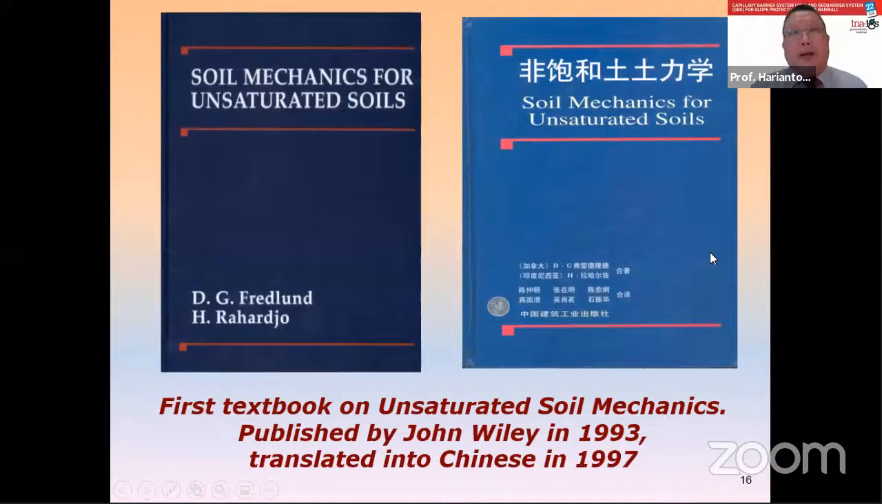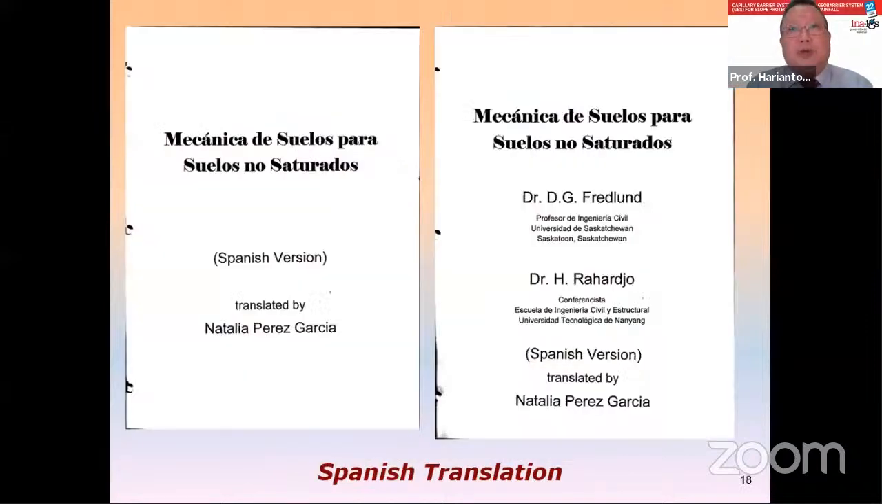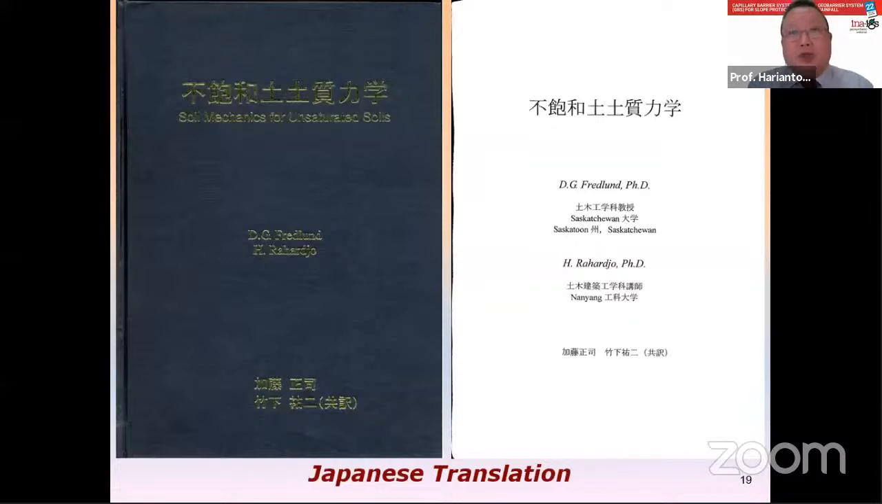So I'm not going to go through all the theory, because, as Dr. Rinda mentions, we have the book on unsaturated soils. This is the first book on unsaturated soils, published in 1993 by Wiley, and already translated to several languages. These are by Tsinghua professors into Mandarin. This is to Vietnamese. This is to Spanish by a professor from Mexico. And these are the Japanese version of it.